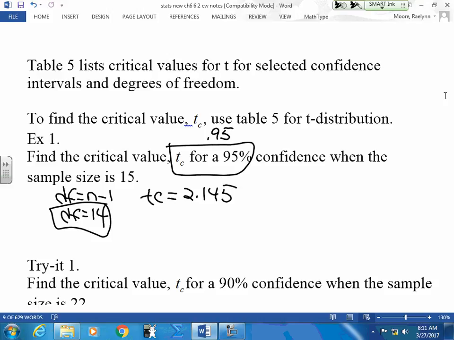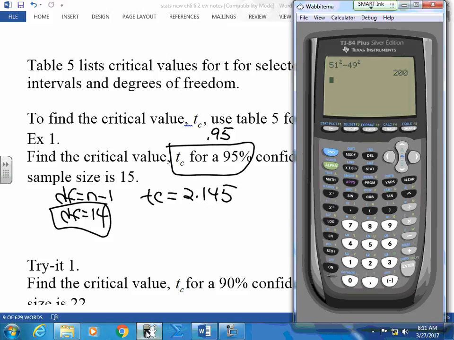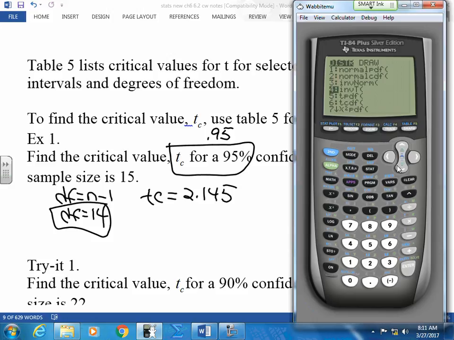Okay, so the rest of this is going to pretty much work the same. The table is even easier than before. You don't have to do the inverse norm on this. There is on your calculator an inverse T, but the table is so simple, we usually use the table. If you go to your calculator, inverse T, you would do the same thing.